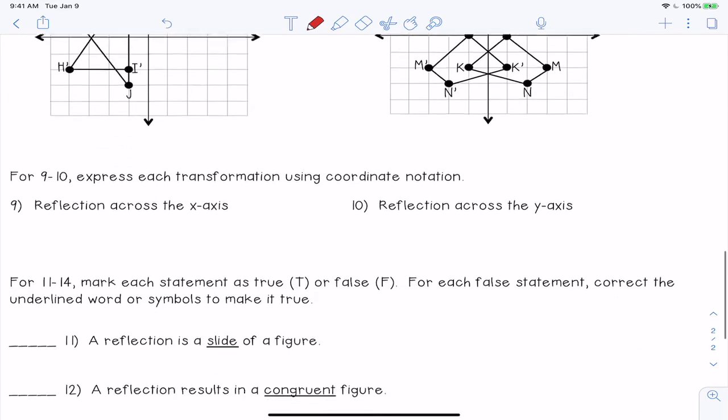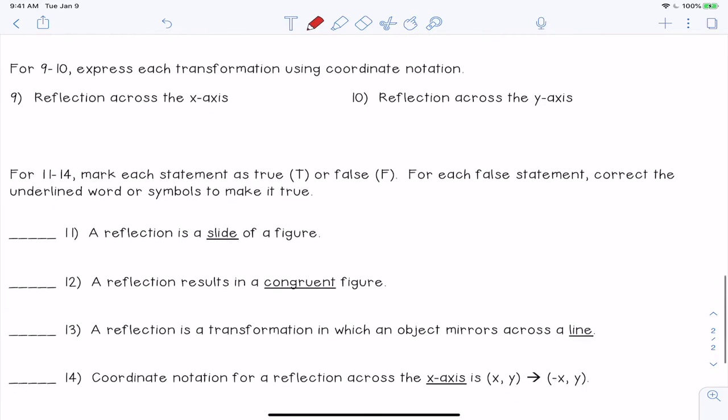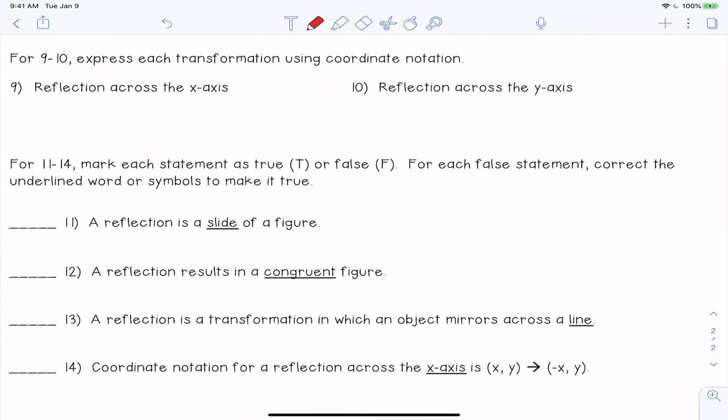So for the rest of this worksheet, I actually want you guys to think about it. So 9 through 10 asks you to express each transformation using coordinate notation, meaning your original coordinates are x and y. What does it change to when you reflect it over the x and when you reflect it over the y? If you go back into the notes we took, I actually did something very similar to this. So look back at those notes from yesterday, if you will.